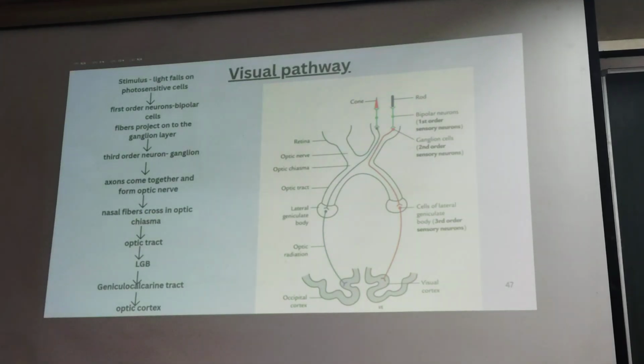And actually, before originating in the form of optic radiation, these fibers will pass through the internal capsule. Specifically speaking, it is the retrolentiform part of the internal capsule. And further, these fibers will be received by your brain cortex, that is basically your area number 17.